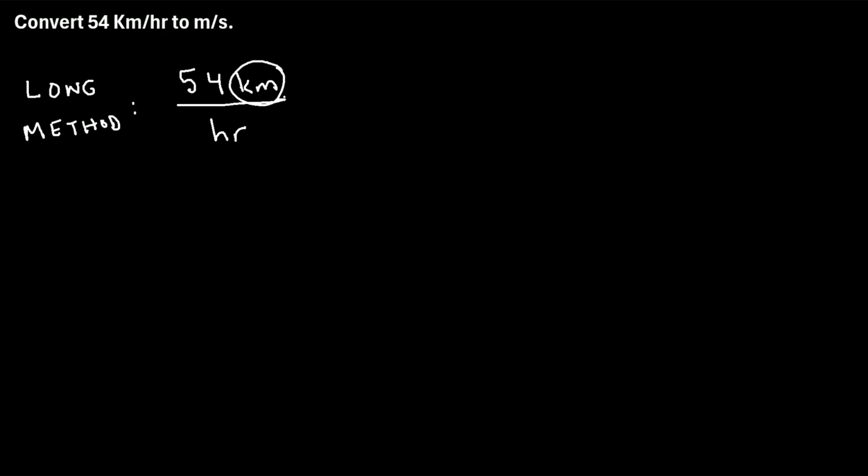So let's start with the step-by-step method. I'll call it the long method. So here's how this method works. First, write down 54 kilometers per hour. The first thing that we want to do is convert kilometers into meters. Now, there are 1,000 meters in a kilometer. So what we're going to do is multiply this by 1,000 meters per kilometer. And when we do this, the kilometers are going to cancel out and we'll be left with just meters.